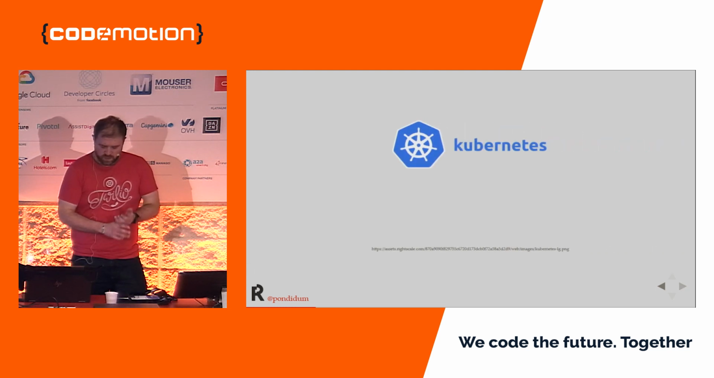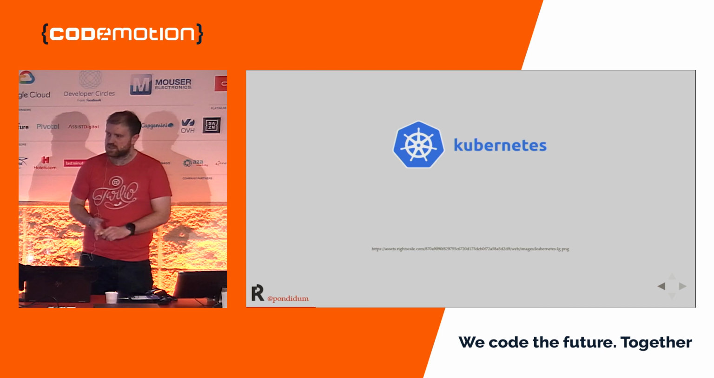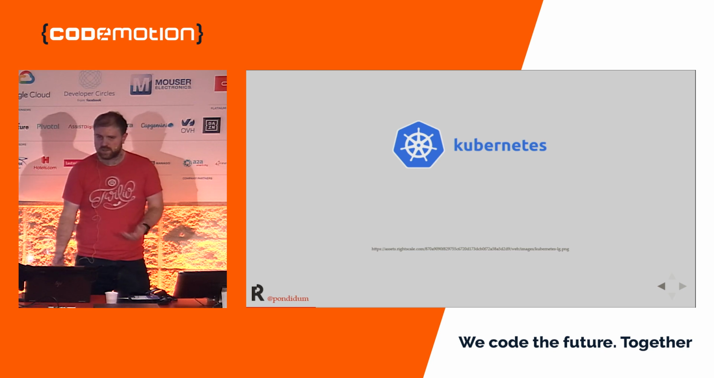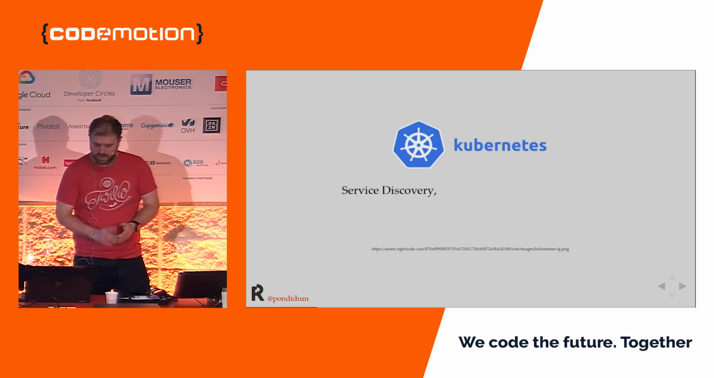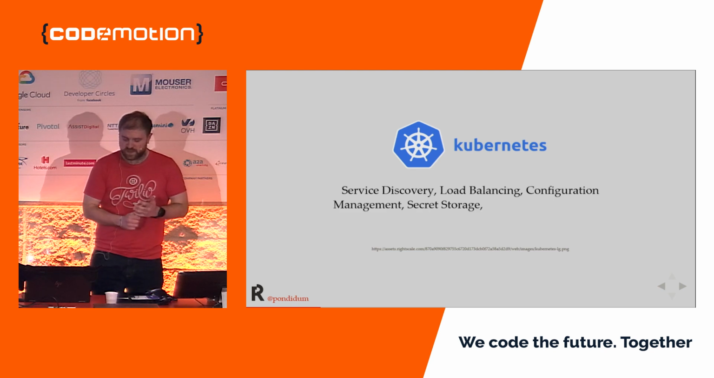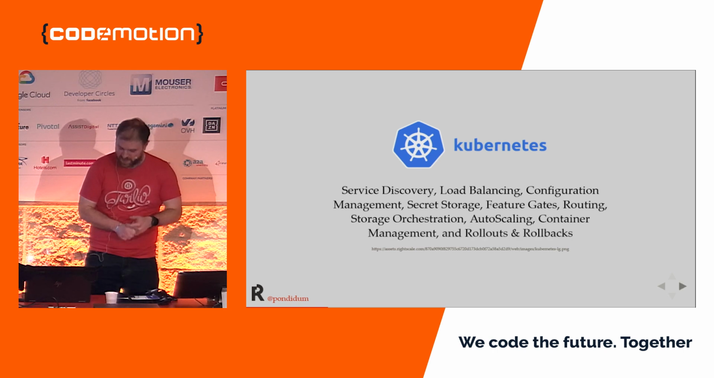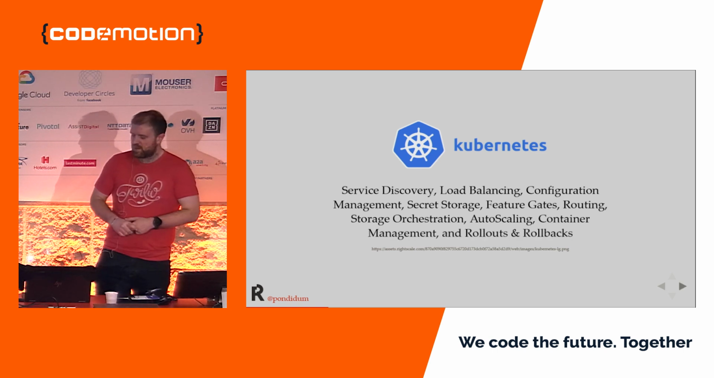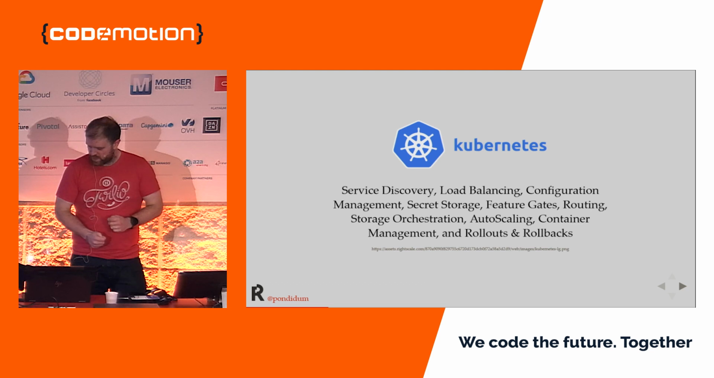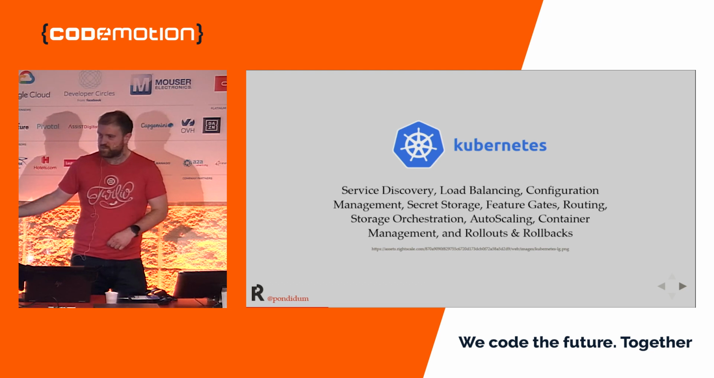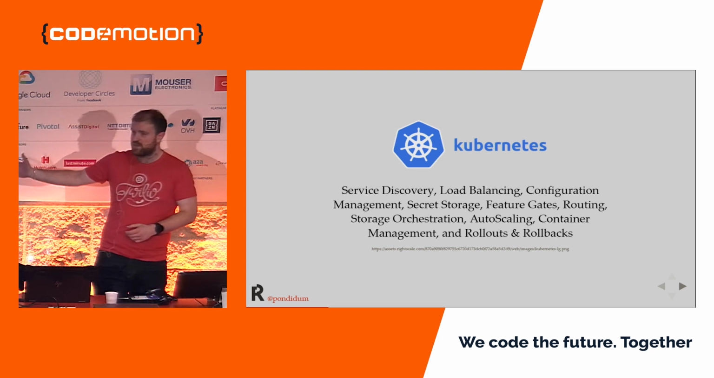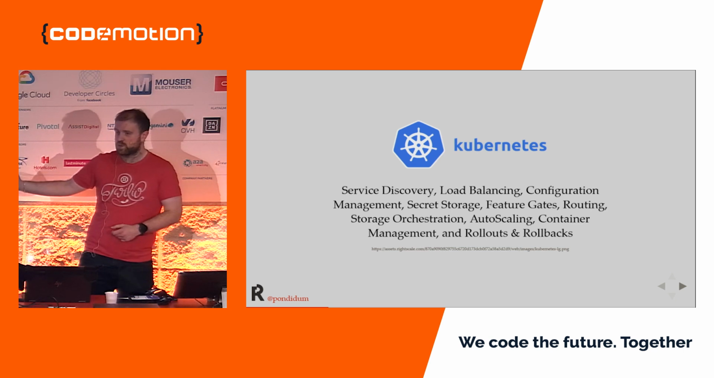So the next thing I want to talk about on the complexity side of things is what Kubernetes does for you. Like I said earlier, it does a lot of things. Service discovery, load balancing, configuration management, secret storage, feature gates, routing, storage orchestration, auto-scaling, container management, and rollouts and rollbacks. And thank God I didn't have to memorize that. There's probably some others that I've forgotten, but like I said earlier, this is great if you need all of this stuff and want all of this stuff.